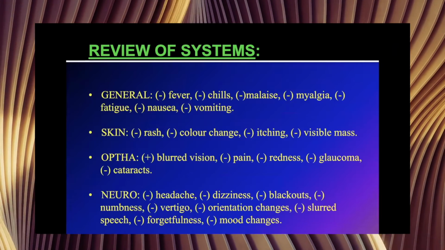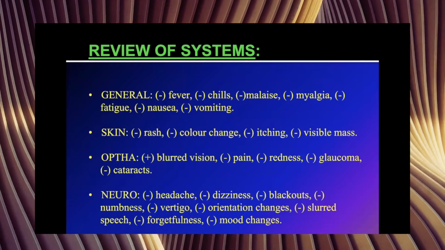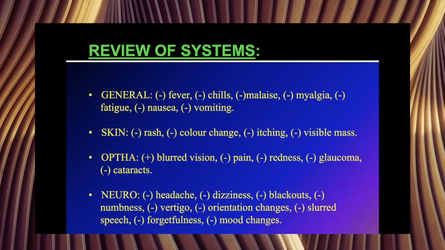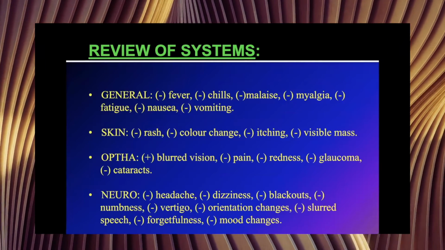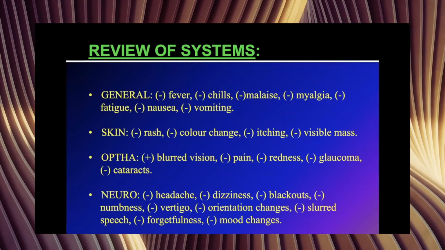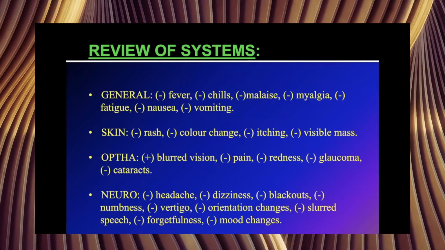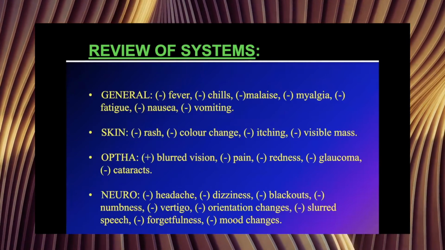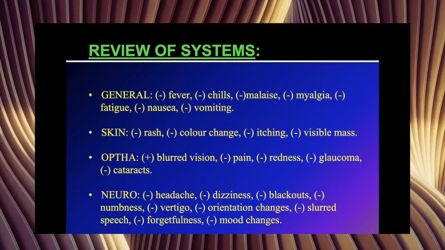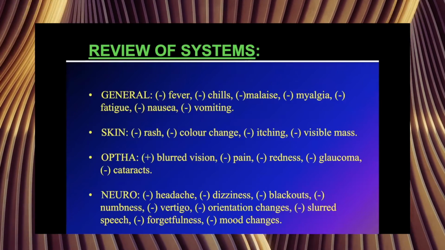Review of systems. In general system, there was no fever, chills, malaise, myalgia, fatigue, nausea, and vomiting. In skin, there was no rash, no color change, itching, and visible mass. In ophthalmology, there is blurred vision, but no pain, redness, glaucoma, and cataract. Neurology systems, there was no headache, dizziness, blackout, numbness, vertigo, orientation changes, slurred speech, forgetfulness, and mood changes.